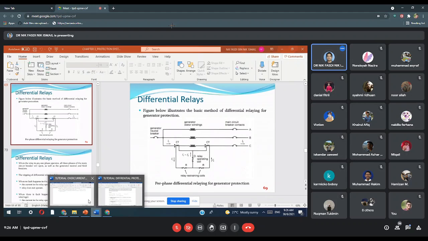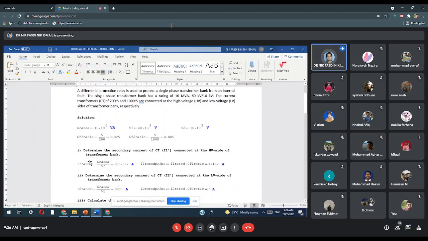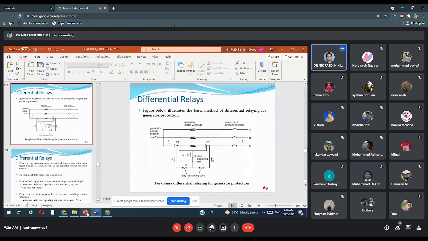As I said earlier, if it has no prime, it means it's not written with a prime. Here it is written with a prime. Anyway, you understand. So I rated is 166.665. Then the current is stepped down by the CT. You have to divide I rated by this CT ratio, and you obtain the value of I1 prime, 4.167. This is it, stepped down.